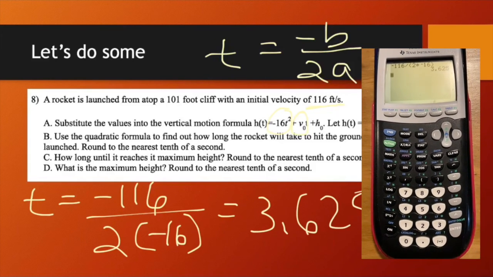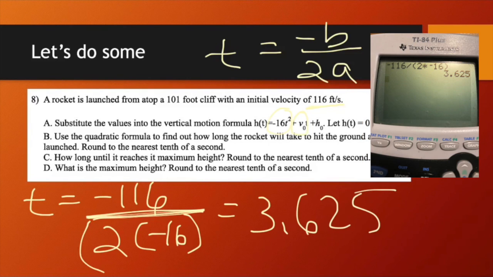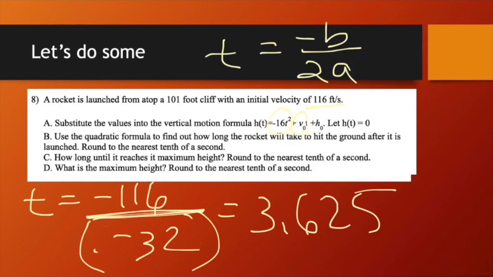Be very careful if you're putting that in your calculator that you make sure this whole thing is in the denominator. There are a couple of ways you could do that: by putting parentheses, or you could just know in your head that it's negative 32 and put that in. This is seconds. This is letter C, 3.625, but we don't need that many decimals. Letter C says to round to the tenth of a second, and the 2 doesn't change that, so it's 3.6 for letter C.